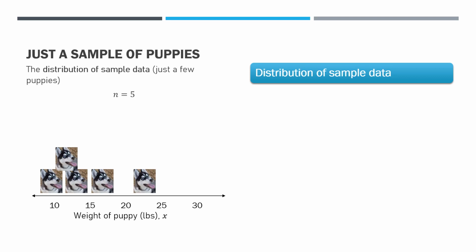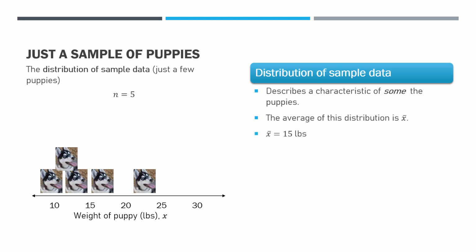Now, the distribution of sample data is describing a characteristic of just some of the individuals in the population, and in this case, just 5 puppies. Because we have lowercase n equals 5, that tells us our sample size equals 5. Now the average of this distribution is noted with the symbol X bar, and in this sample we can see that the average is going to be 15 pounds. You're just going to have to trust me, I did the math behind the scenes on this one.